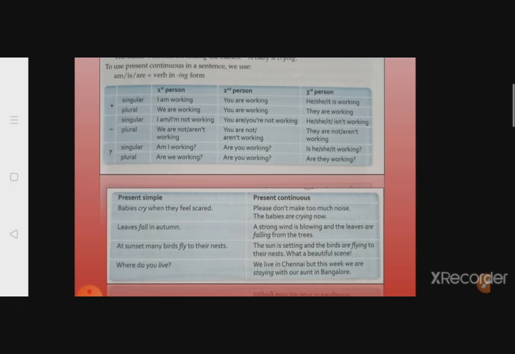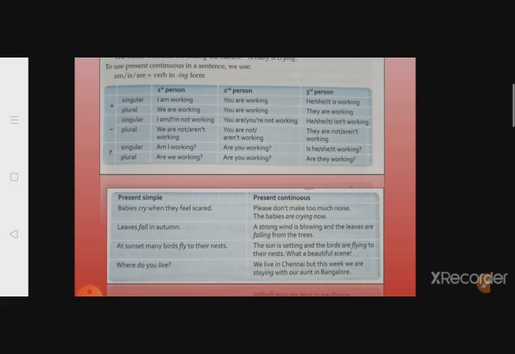The second one, leaves fall in autumn. This is a fact, or you can say it's a universal truth, that leaves fall in autumn, and so we have used the verb fall in the base form. While when you are using present continuous tense, here you can see the sentence, a strong wind is blowing and the leaves are falling from the trees. So this action is going on.